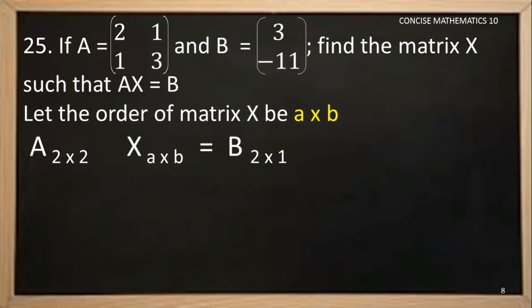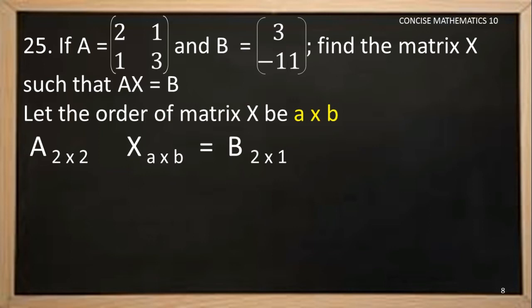Question number 25. In this question, matrix A is given as a square matrix of order 2 by 2 and the matrix B is of the order 2 by 1. The condition says that if AX is equal to B, find the matrix X. That means to say the matrix of order 2 by 2 is multiplied with one more matrix X and the resulting matrix is B of the order 2 by 1.